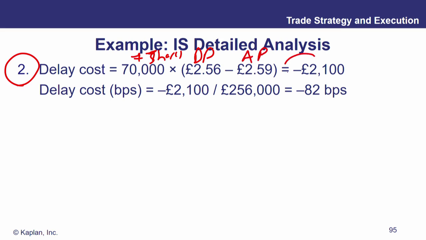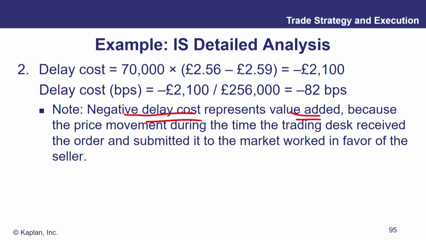Okay, so what happened here? A negative $2,100, actually a 2,100 pound cost. And again, we want to convert this to basis points. So take that negative 2,100, divide it by 256,000. We get a negative 82 basis point delay cost. Okay, so hopefully that makes sense. If you didn't label these, there's no way you can remember all these things under stress during an exam. And again, exactly what we expected, a negative delay cost represents value added. The price movement during the time the trading desk received the order and submitted it worked in our favor. It doesn't always do that, but this time it did.